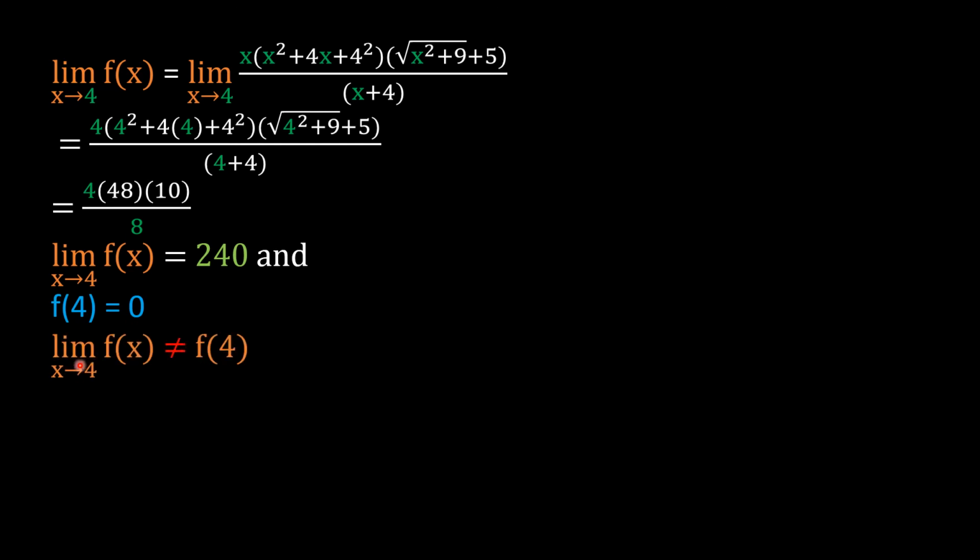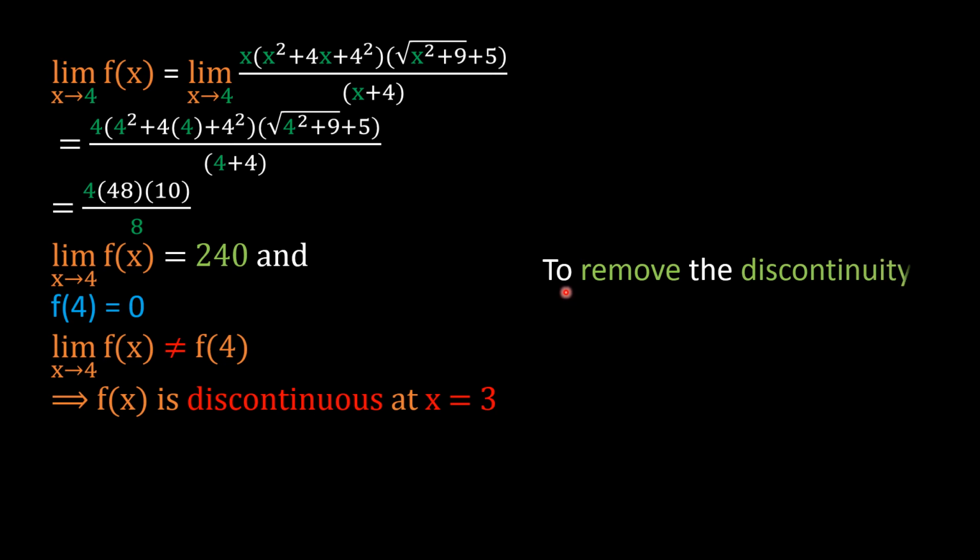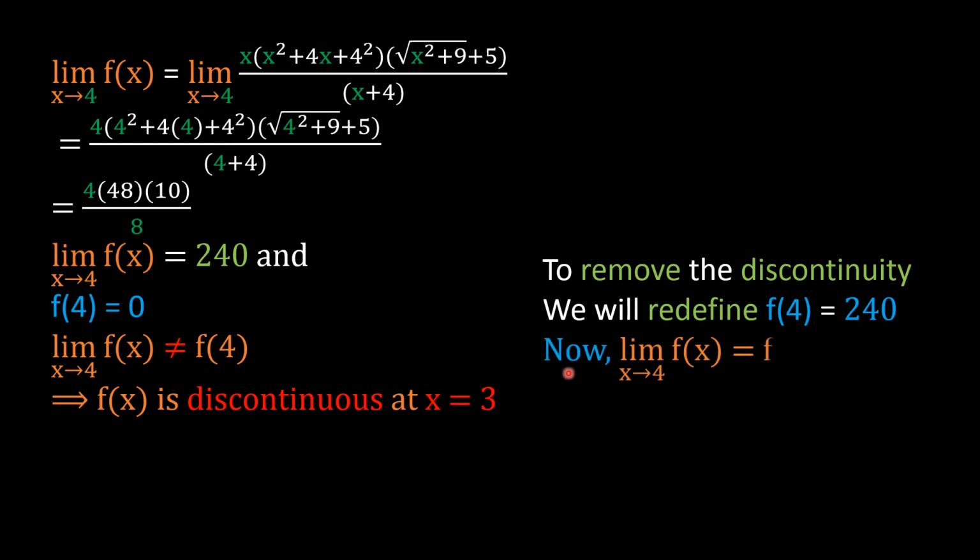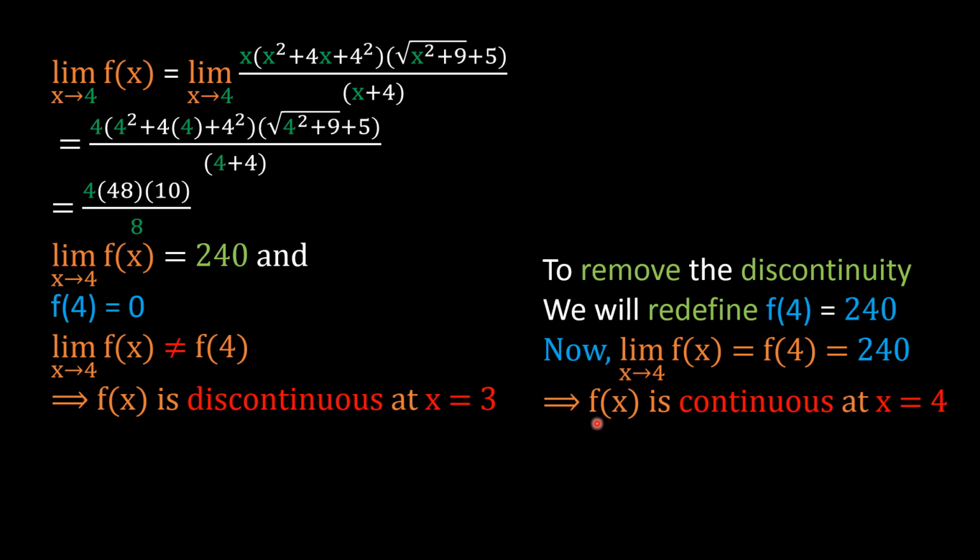And we observe that limit of x as x approaches 4 is not equal to f of 4. Therefore, we can say that f(x) is discontinuous at x equals 4. Now, if we want to remove the discontinuity, then we have to redefine the function at f of 4 as 240, so that the limit of f(x) as x approaches 4 will become f of 4, which will be 240, and we will have f(x) to be continuous at x equals 4.